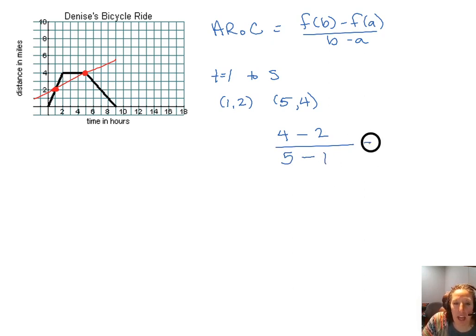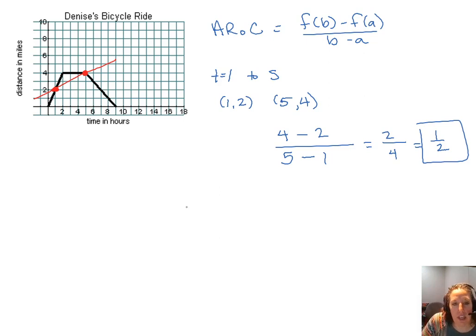And if we simplify that, we're going to get 4 minus 2 is 2, 5 minus 1 is 4, and so we get an average rate of change of 1/2. And with this one, it's pretty easy to see that we are rising 1 and running 2, rising 1 and running 2. So this one with the grid works out quite nicely.